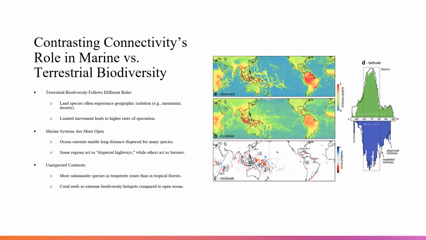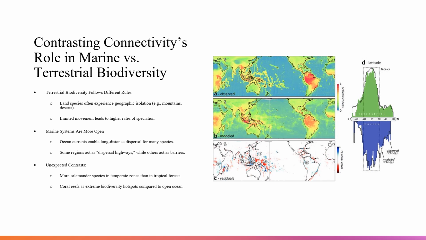It's important to recognize that connectivity plays a different role in marine versus terrestrial ecosystems. On land, species are often isolated by physical barriers like mountains, deserts, and rivers. This limited movement increases speciation rates. In the ocean, species can disperse over vast distances. Some areas, like the Indo-Pacific, act as biodiversity superhighways, while others, like the Southern Ocean, act as barriers to movement. A coral reef, for example, shows extreme biodiversity due to both connectivity and habitat complexity, while open ocean environments have much lower diversity despite high connectivity.